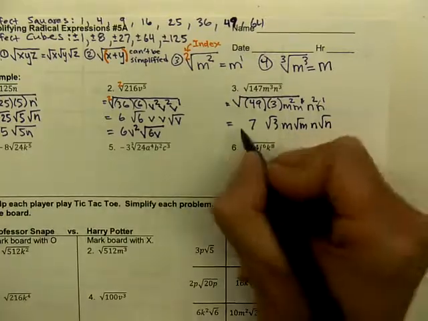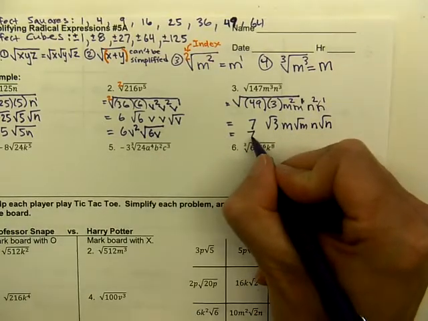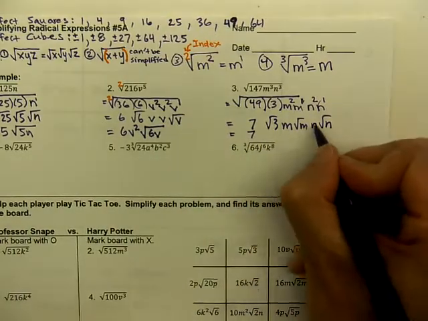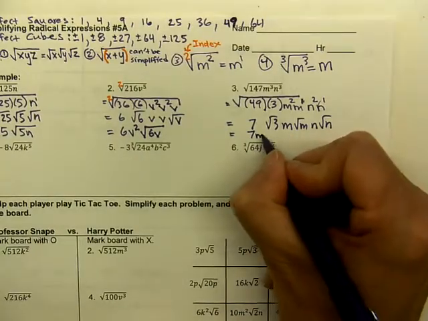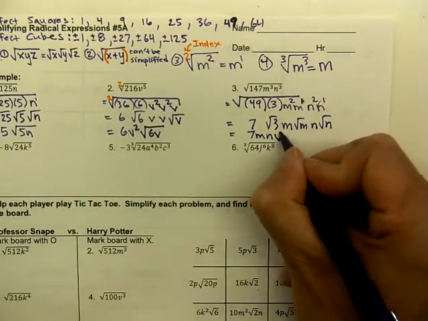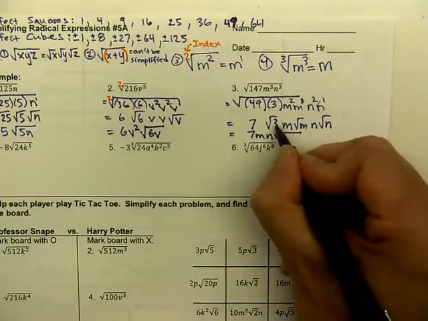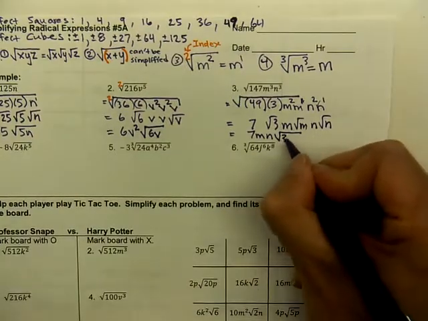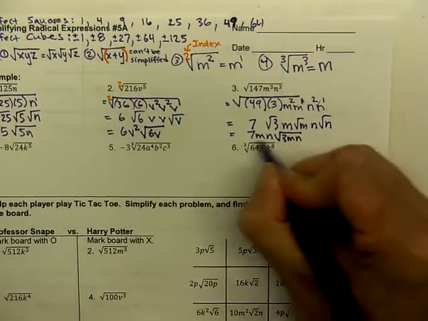And now let's clean it up. Bring your integer to the front. Next, bring the variables m and n, so m times n, and push the radicals to the back, and multiply 3 times m times n under that radical sign. So there's the final answer.